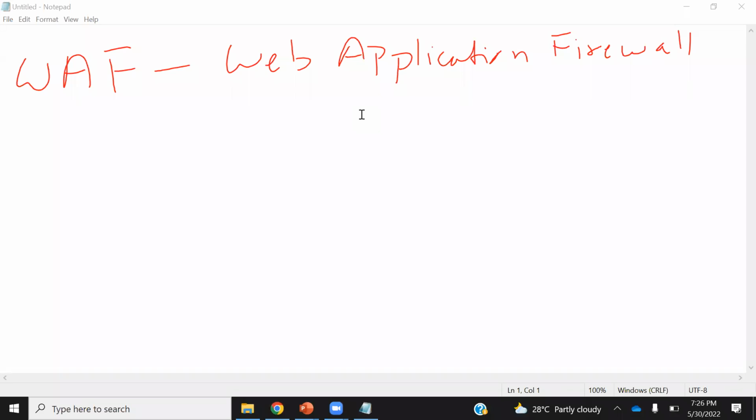So when I say WAF, I'm talking about a web application firewall, or you can think of an antivirus which is running at account level. So think like this.